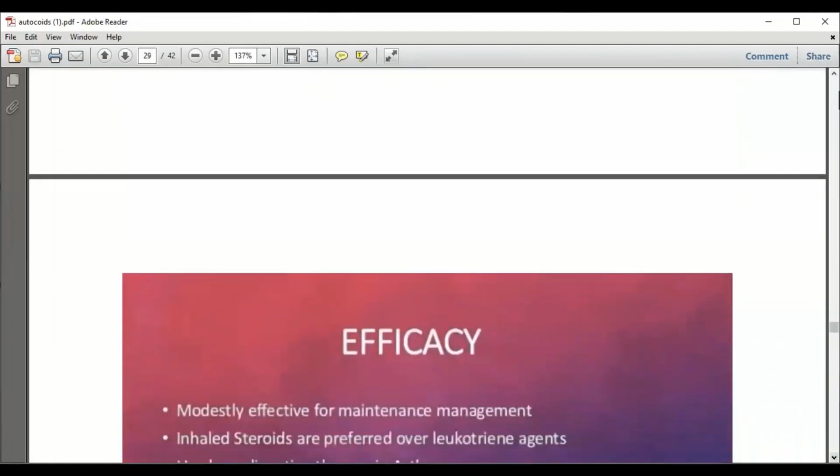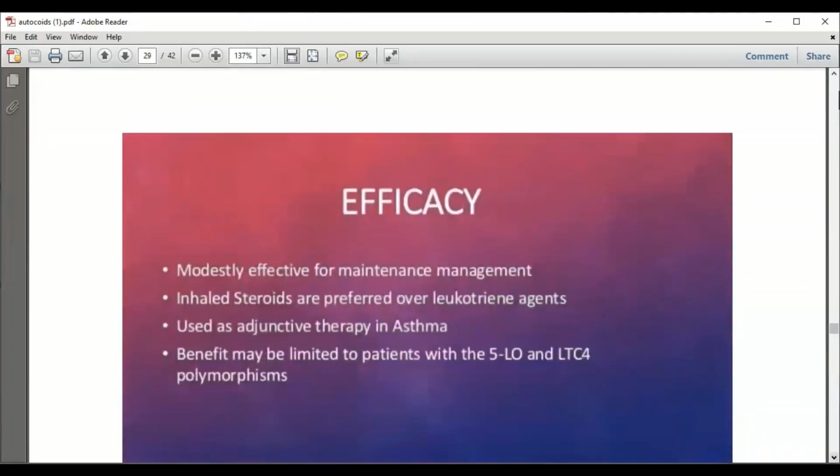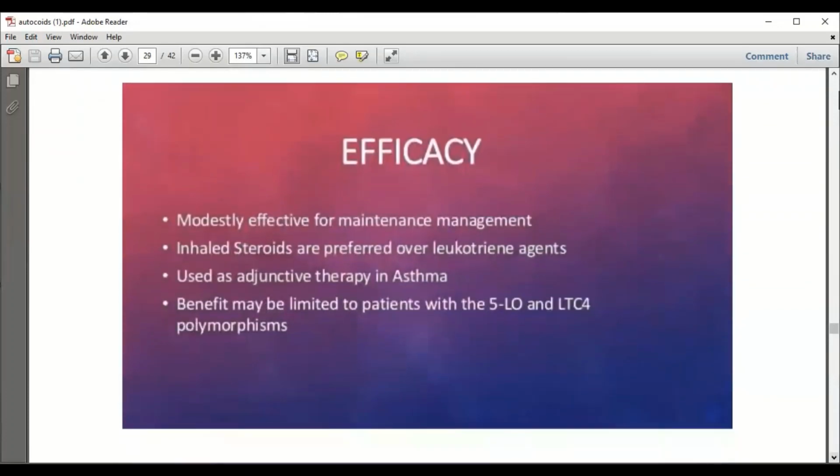So let us look at the efficacy. They are modestly effective for maintenance management. Inhaled steroids are preferred over leukotriene agents because inhaled steroids work specifically on the lungs and don't have a systemic side effect. So leukotriene agents are used as adjunctive therapy in asthma, and benefit may be limited to patients with the 5-lipoxygenase and leukotriene C4 synthase polymorphisms. And that is the end of leukotrienes.